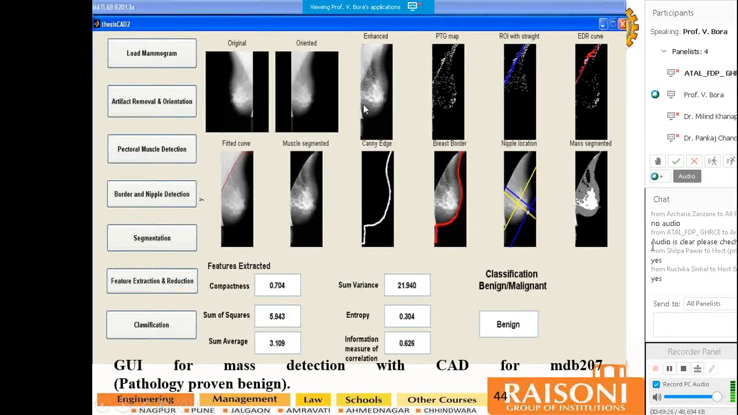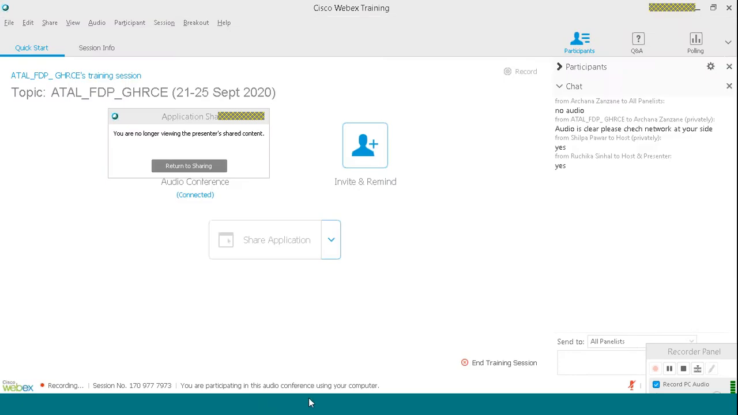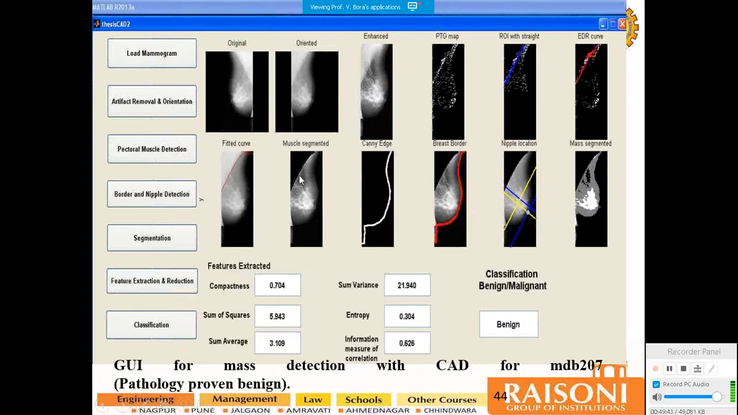Then here, the texture plot was obtained, then a straight line was detected. Outliers are there in the mammogram, in red, and then it is smoothened out, then the muscle was segmented out, and then here the edge of the border is detected, and then the reference point is detected, and the mass is detected.